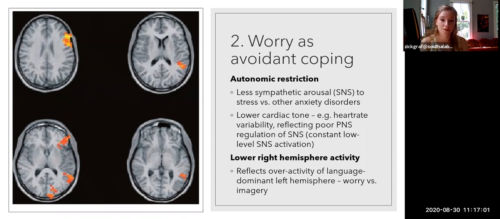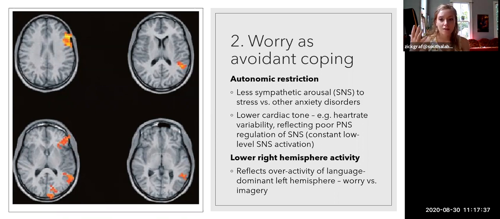where people with generalized anxiety disorder, when they think about something that makes them anxious, actually experience less sympathetic arousal, so less activation of the fight or flight system, less physiological evidence of fear and anxiety, compared to people with other anxiety disorders. So the theory is that because their worry is verbally mediated, it's actually preventing them from really experiencing the full range of anxiety and fear that the situations they're worrying about should evoke for them.